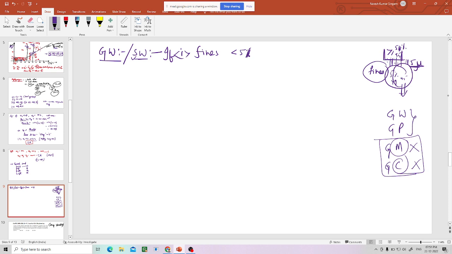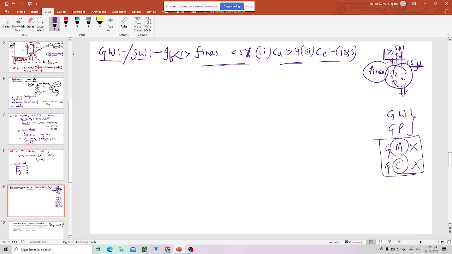So now in this, if the fines are less than 5% and CU is greater than 4, and the other one, CC, lies between 1 and 3, if all these are satisfied, fines less than 5%, CU greater than 4, CC between 1 and 3 — I told you how to find CU from the grain size distribution curve, and you know how to find CC, I've told you in the last class — if you find CU, CC, and fines, and all these are satisfied, it is well graded gravel or well graded sand.